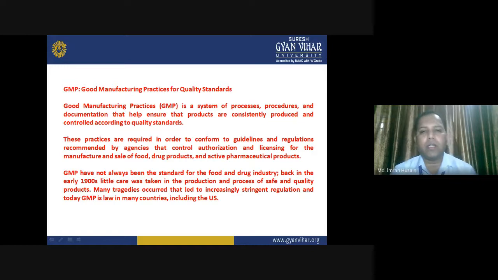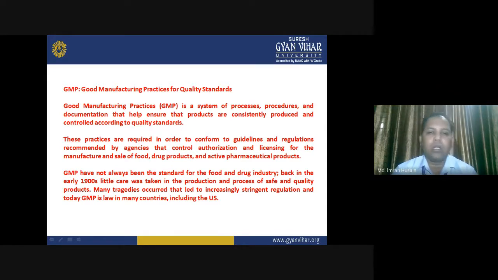Good manufacturing practices for quality standards. Good manufacturing practices is a system of processing, procedure, and documentation that help ensure that product is consistently produced and controlled according to the quality standards. If the quality standards are not being met, then the product is not passed at all for any other procedures or dispatching.